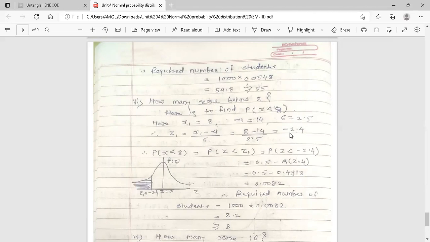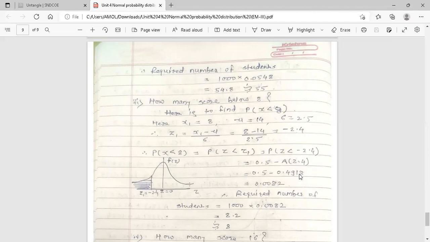Actually, the value of Z1 is minus 2.4, but when we find the area, we take it as positive 2.4. The area of 2.4 from the probability distribution table is 0.4918. You just go through the table of normal distribution and find the area of 2.4, with a difference of 0, so you will get 0.4918.